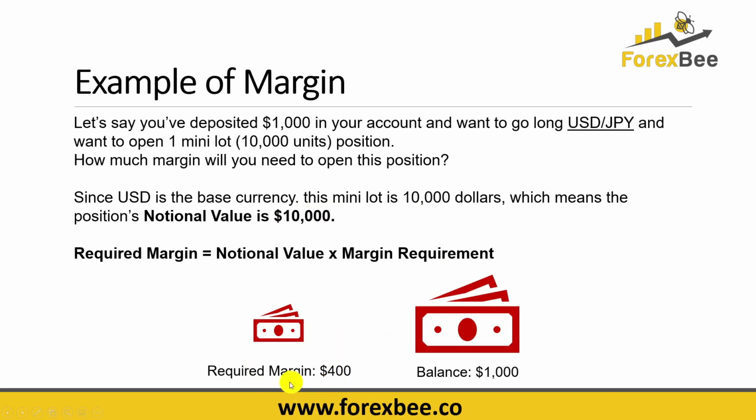So if you have $400 in your broker account as account balance, you meet the margin requirement and you can open this mini lot. Your remaining balance after opening this position would be $600, because $400 would be locked up in your account and you won't be able to use it for anything else while you have this position open.